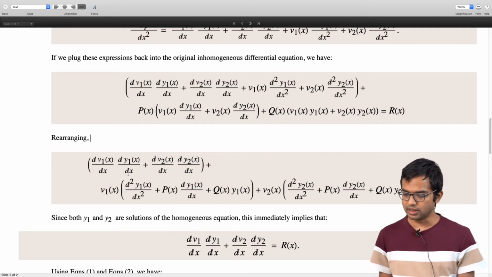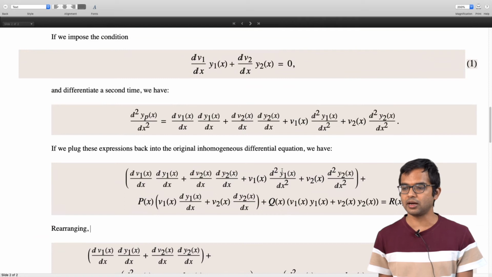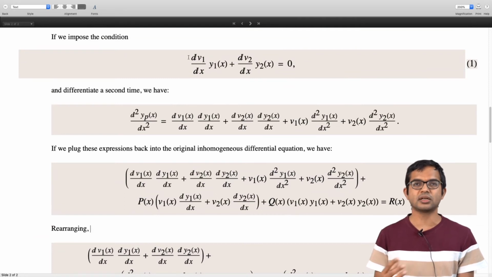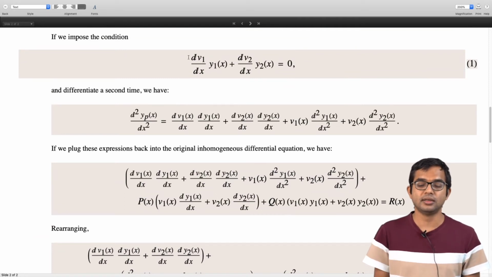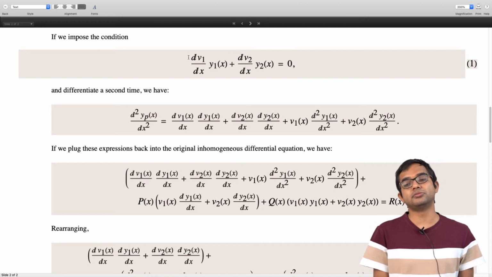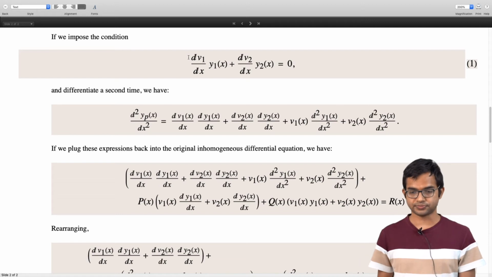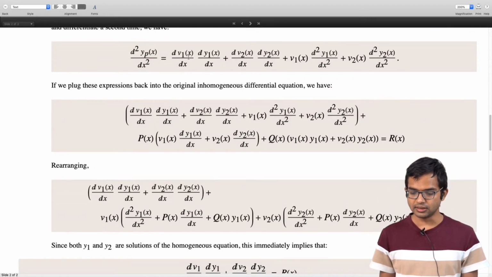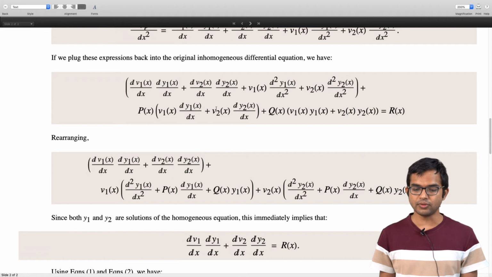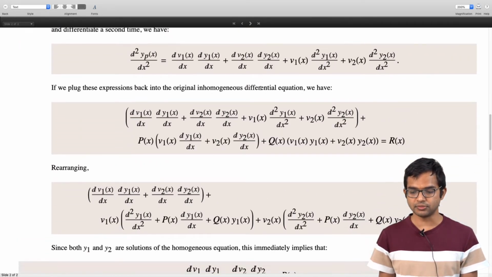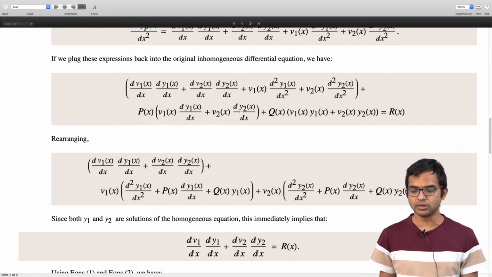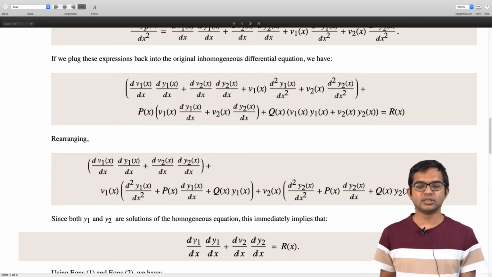So I have numbered this as equation 2. Let's go back and look at equation 1. Equation 1 is a condition we put in by hand: dv1/dx times y1 plus dv2/dx times y2 equals 0. Now you see, if your v1 and v2 are arranged in such a way that yp is a particular solution of your original inhomogeneous differential equation, and this condition 1 holds, we have managed to show that even condition 2 holds, which is another linear equation.